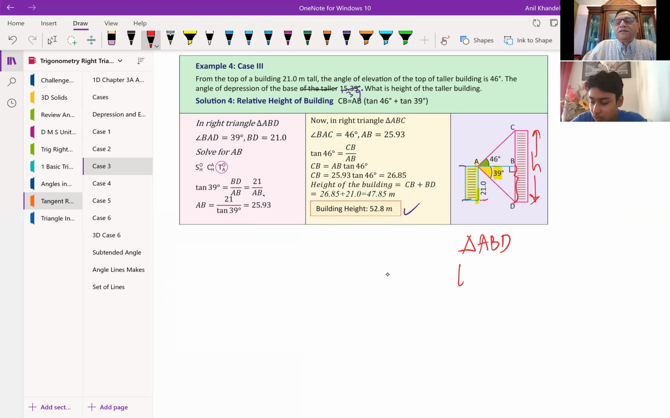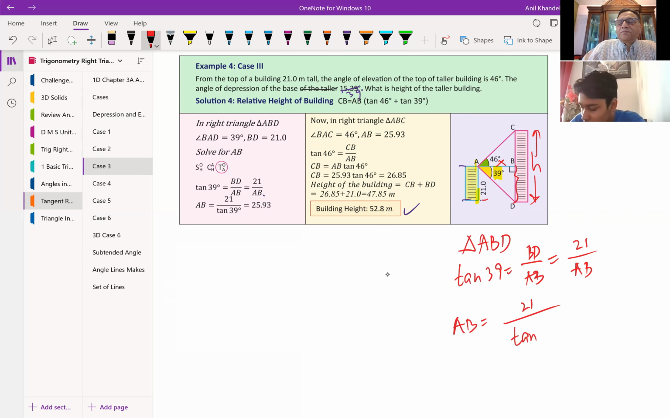And we know tan of 39 is what? Tan of 39 will be equal to the height over, let's call this distance x, or AB, whatever you can say. So it is BD over AB, correct? BD is known to us as 21 and AB is what we can find from here, right? So from here we can say AB is equal to 21 divided by tan of 39 degrees, correct?